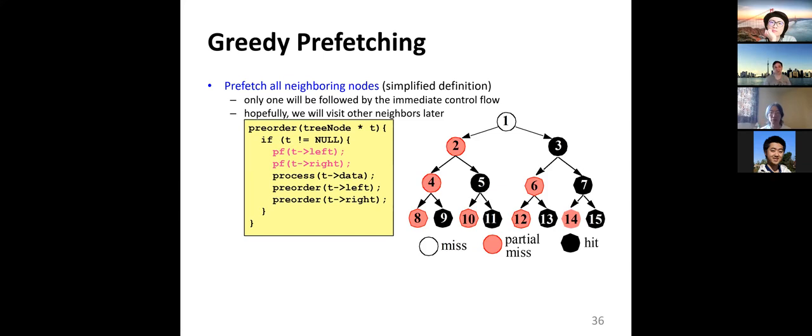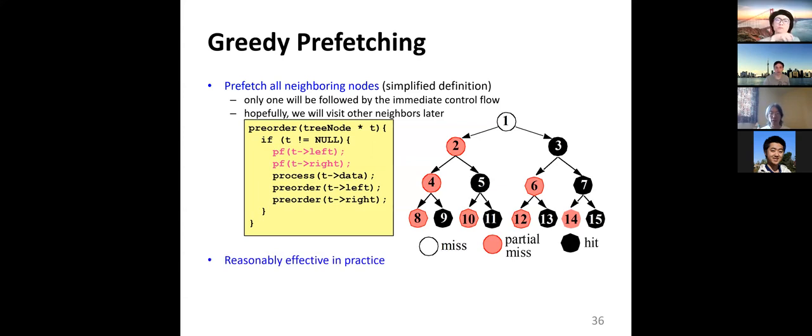It's called greedy because I'm grabbing everything left and right, or everything I can. Everything that looks like a pointer that might be useful, let's prefetch it. It might be the case that my algorithm would never access that. That means I will pollute the cache and bring in some useless stuff, but it's not that bad.